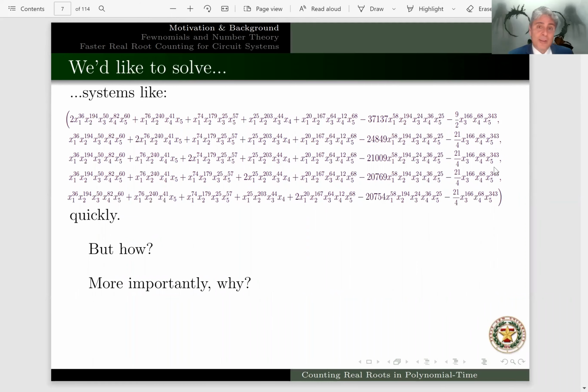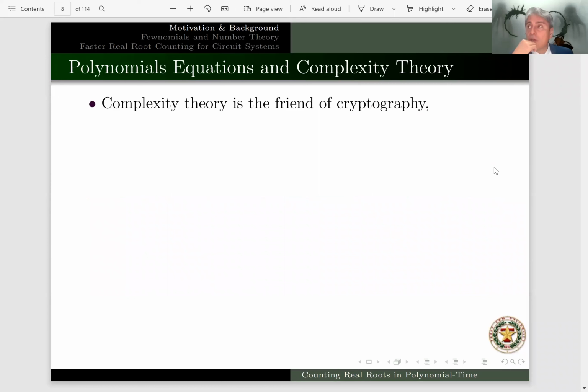And more importantly, why? Well, what's the motivation for doing all this? So first off, I want to say that there's a really beautiful relationship between polynomial equations and complexity theory. And in particular, complexity theory, first of all, is the friend of cryptography. And in cryptography and information security, you want to have ways to hide information or make it difficult for an adversary to steal your information. And complexity theory is all about how hard things are.